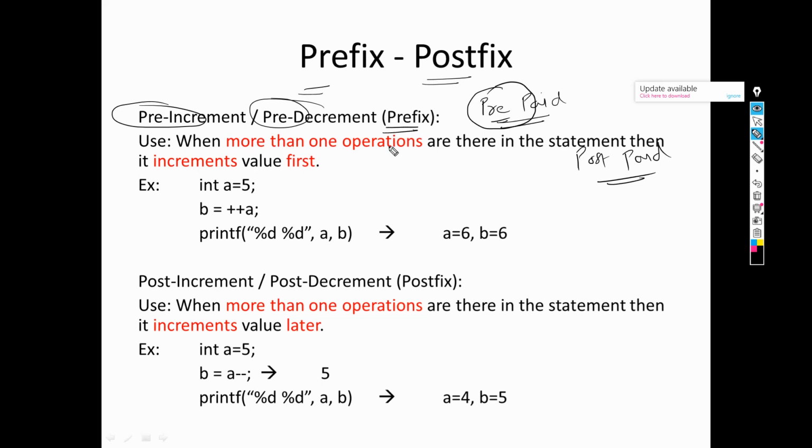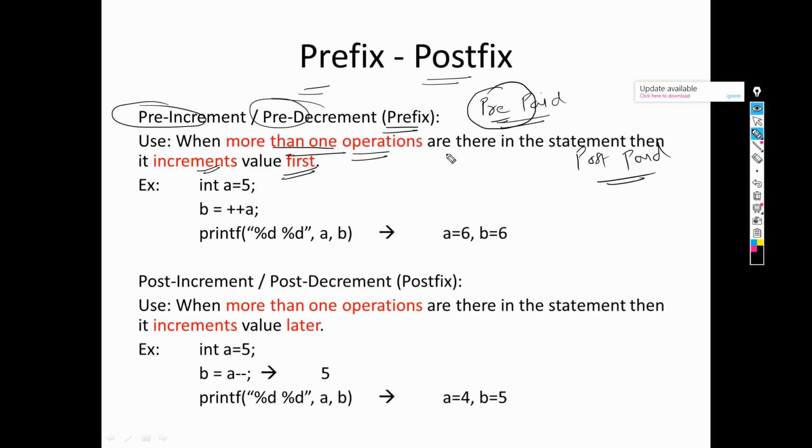So what is the meaning? The meaning is that the significance of pre or post exists only when we have more than one operation in a statement. If we have more than one operation in a statement, then the increment or decrement increments or decrements the value first.